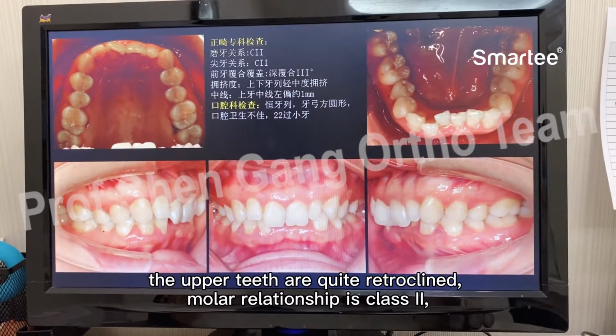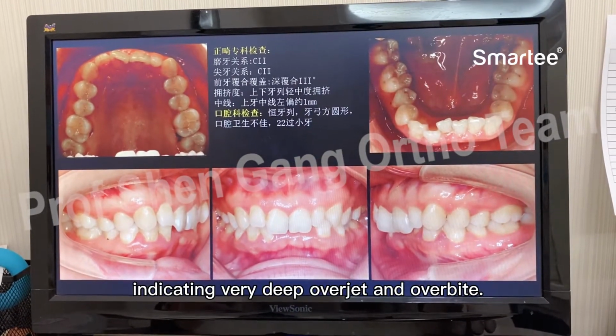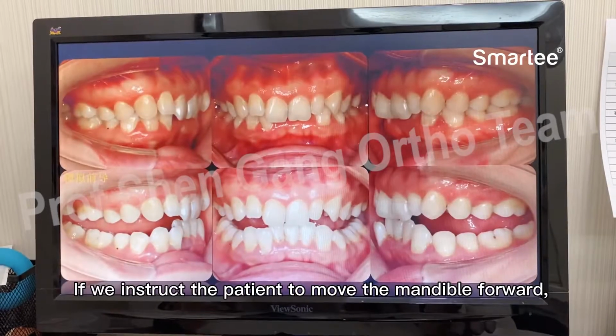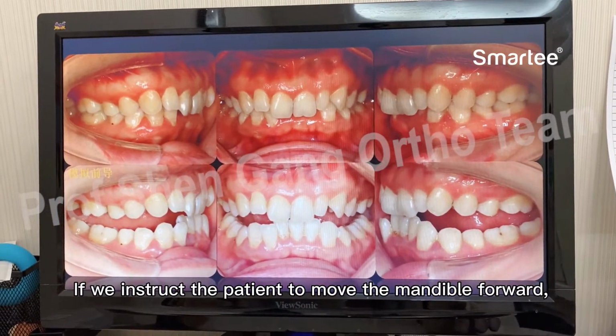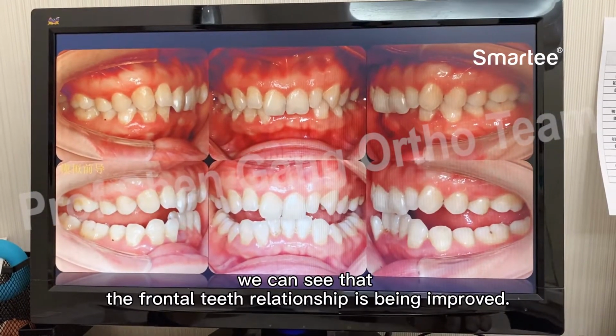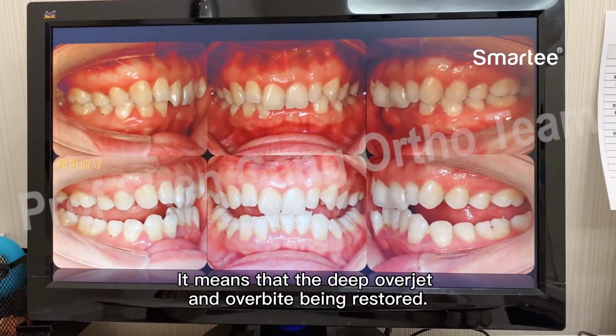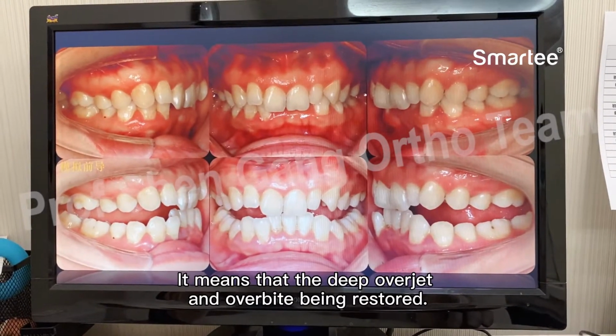Molar relationship is class 2. The lower incisors are not visible, indicating a very deep overjet and overbite. If we instruct the patient to move the mandible forward, we can see that the frontal teeth relationship is improved, meaning that the deep overjet and overbite are being restored.